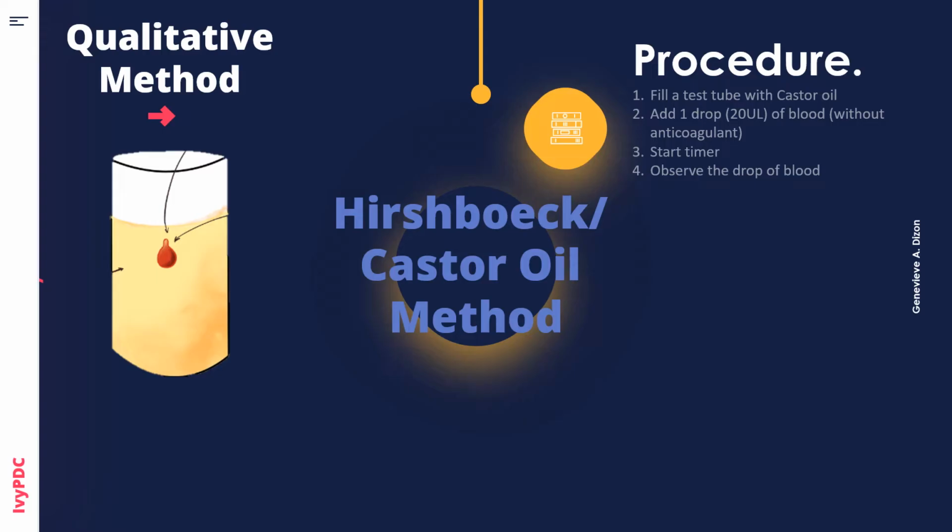The Hirschsprung method is also known as the castor oil method because we place castor oil in a test tube. After that, we add a drop of blood, which is usually 20 microliters. Make sure that there is no anticoagulant used as a specimen for this test. After adding the drop of blood, we can start the timer and observe for the occurrence of the dimpling or the extrusion. This dimpling or extrusion is the visible nipple-like protrusion that forms on the surface of the blood drop.